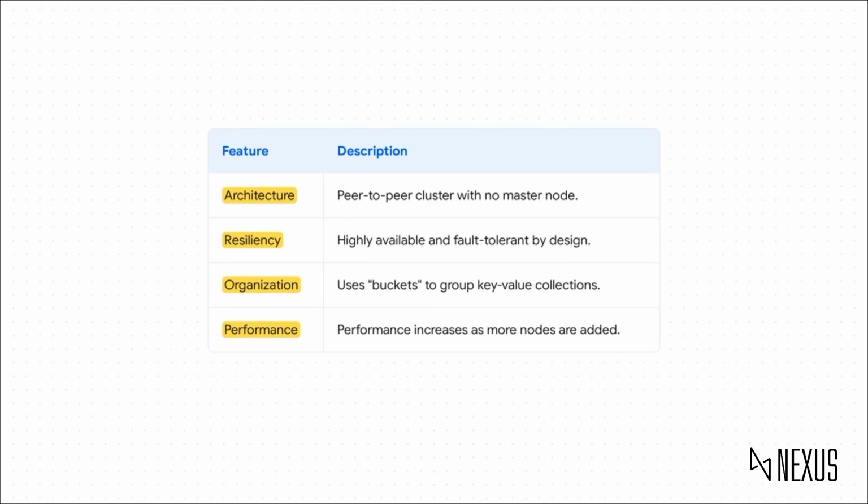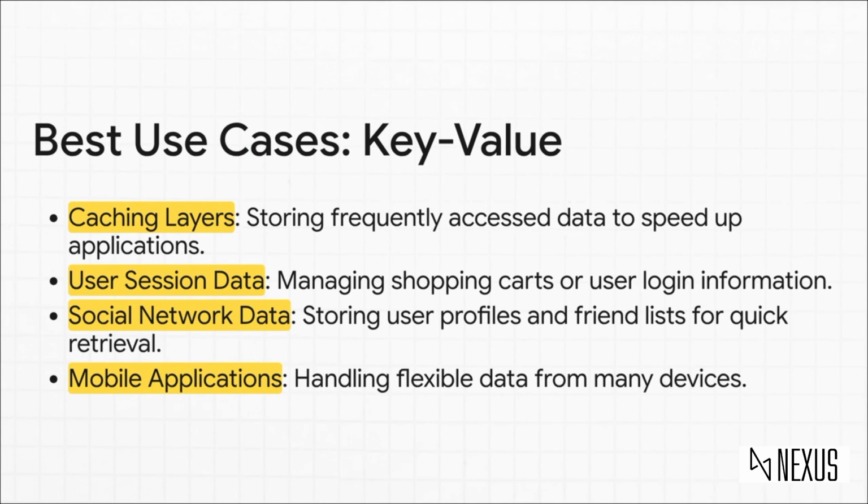Now, a lot of these databases like Riak use what's called a peer-to-peer architecture. This is cool because there's no single boss server in charge. That means there's no single point of failure. If one machine crashes, who cares? The rest of the system just keeps on chugging. It's designed from the ground up to be resilient at a huge scale. So when would you actually reach for this tool?